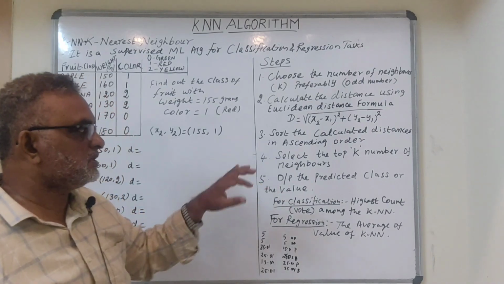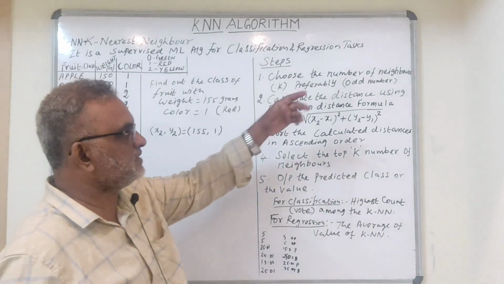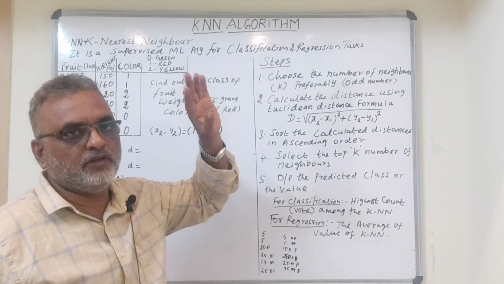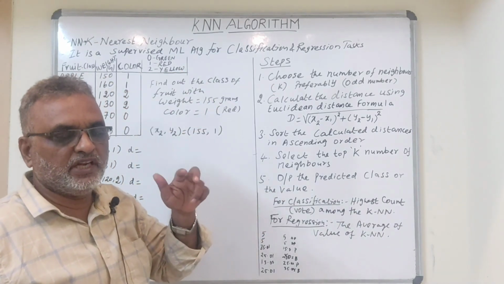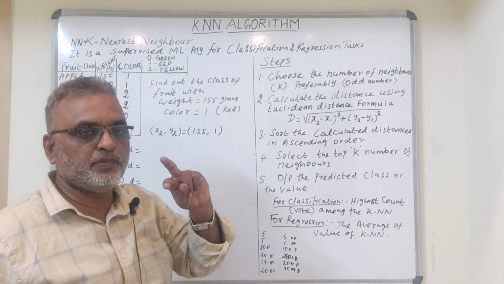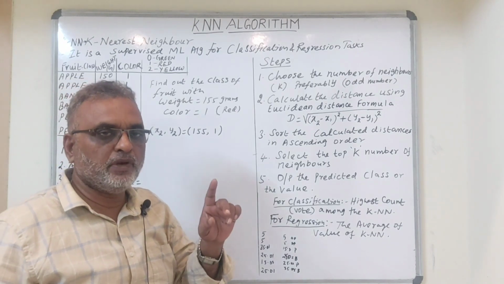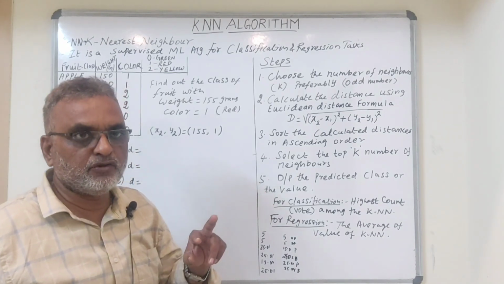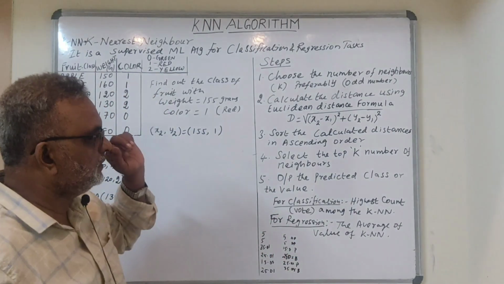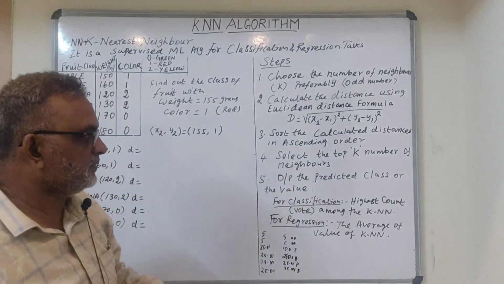Step number 4, select the top k number of neighbors. As I already said, preferably it should be an odd number. If it is an even number, that will lead to confusion. If you get both values and they belong to the same class, there is no problem. If one value belongs to one particular class and another value belongs to some other class, then it will be a problem for us. So select the top k number of neighbors.